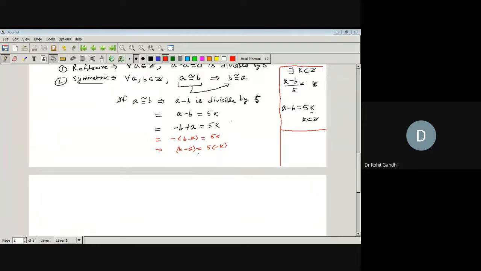Is b minus a appearing as a multiple of 5? Yes, whatever it be. What we have defined is that if a minus b is divisible by 5, then there exists an integer k such that a minus b upon 5 is equal to k, or we can say that a minus b is equal to 5k.